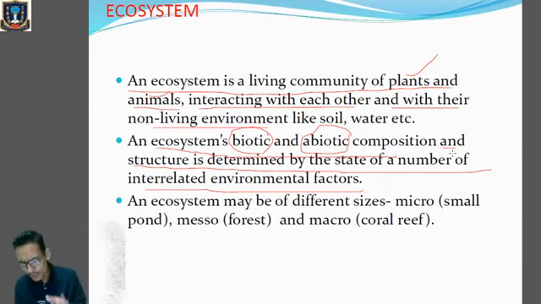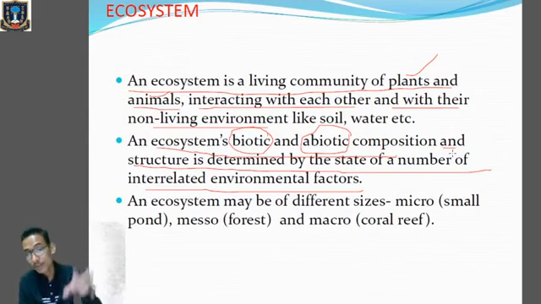Clear? For example, a forest fire can convert a mature forest to a community of grass and herbs. Actually, the ecosystem was a forest ecosystem. But due to the change in one environmental factor, fire, that forest ecosystem will change into an ecosystem of grasses, herbs, and shrubs.